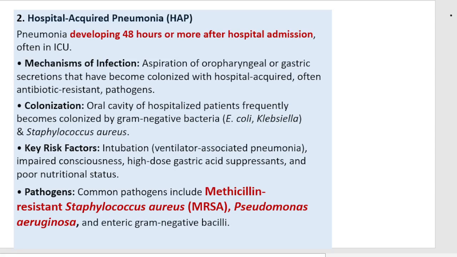As far as the risk enhancers are concerned, they include intubation in ventilator-associated pneumonia, impaired consciousness, acid suppression, and poor nutrition. The most common pathogens are MRSA and Pseudomonas aeruginosa, and others are enteric gram-negative bacilli and Acinetobacter species.